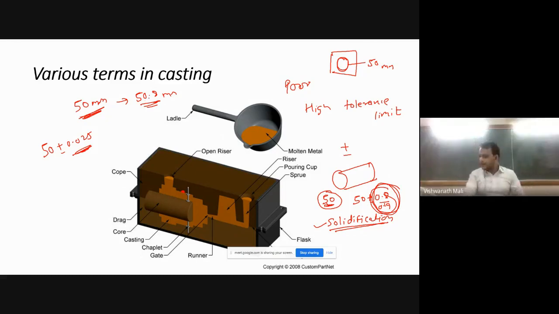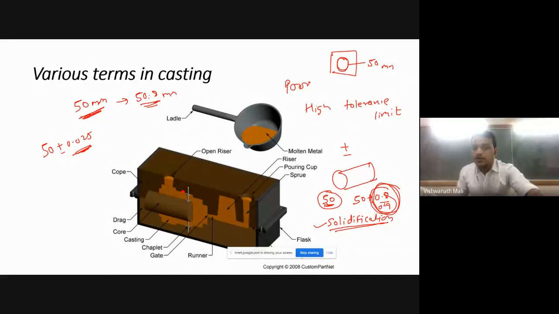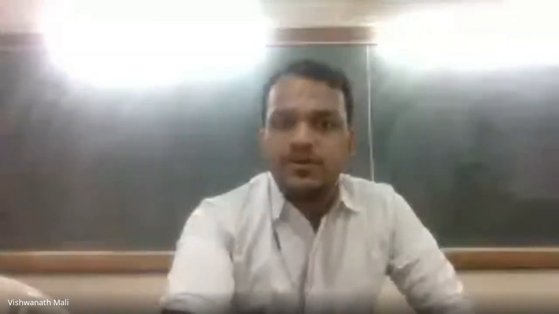Adding on to the doubt about poor tolerance and high tolerance and low tolerance, what range does low tolerance and high tolerance include? If it's around 0.6, will it be in low tolerance? No. In casting, there are various types of casting, and depending on which casting you choose, the tolerance limit changes.